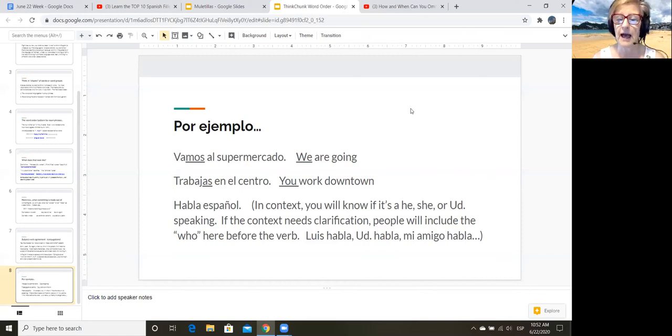Habla español. In context, meaning in what you were talking about before the sentence and after, you'll know whether that habla means he's talking or she's talking or you are speaking, right? If the context needs clarification, people will include that who. Like, Luis habla, usted habla, mi amigo habla, okay? So once in a while, for a third person, meaning you're talking about a human being or a group of human beings, then okay, you might need to tell who. But normally that verb conjugation, they won't bother with the who in other contexts. Está bien. We're good so far. ¿Sí? ¿Vale? Okay.